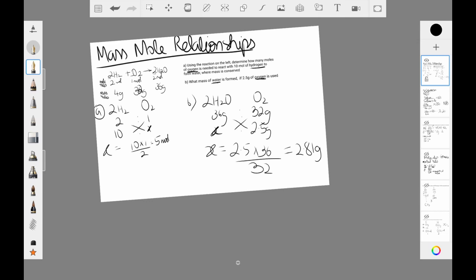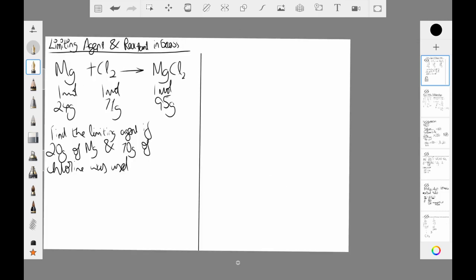But the main thing I want to do now is touch on the limiting agent and the excessive agent, or the thing that is in excess. Now, what do I mean by that? Right. So now we come to the topic of limiting agents and reactants that are in excess.